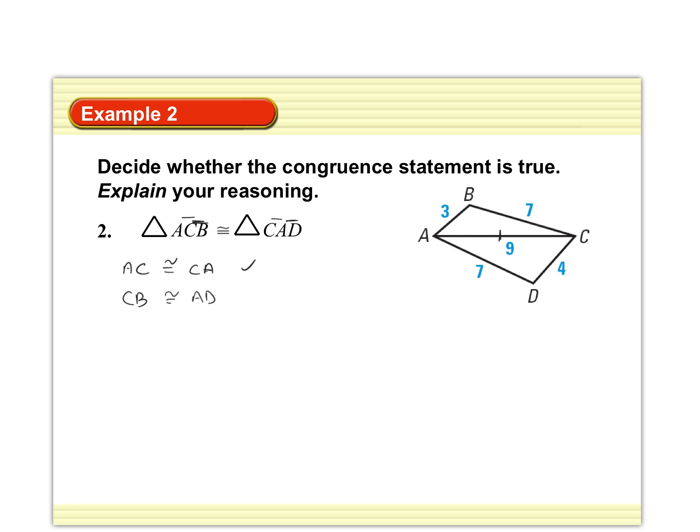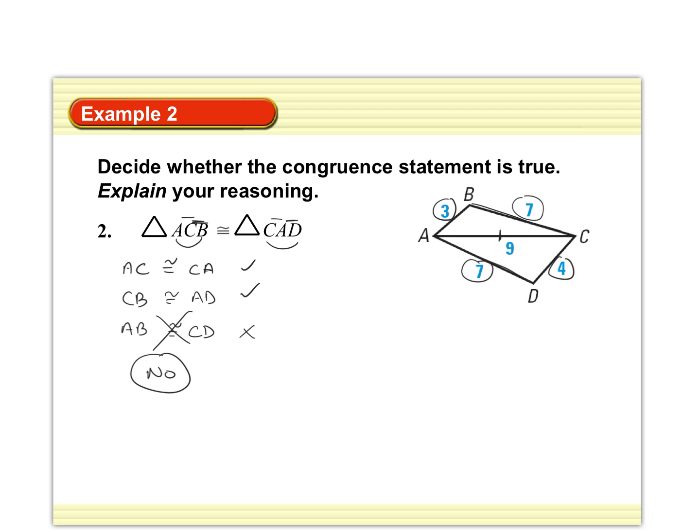So I come over to here. CB is 7 units long and AD is also 7 units long. So yes, they're congruent. So I'm on the last one, never stop short, check them all. AB is congruent to CD. I go to my drawing and I see that AB is 3 and CD is 4. Well, guess what? It's not congruent. And so therefore, this congruent statement is not valid.